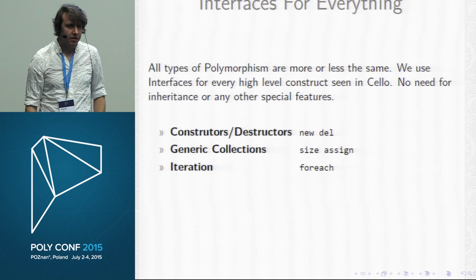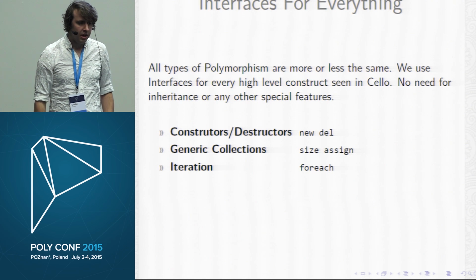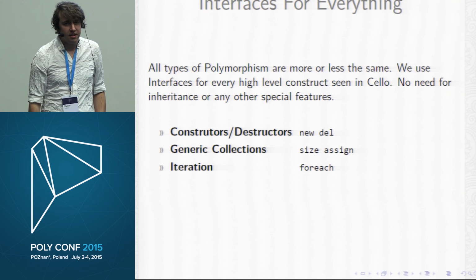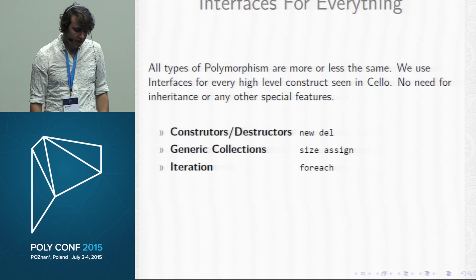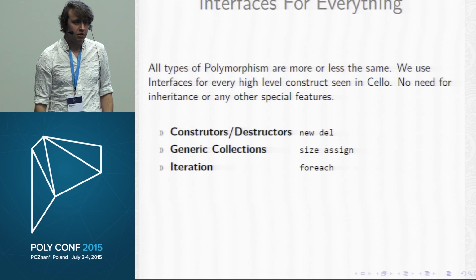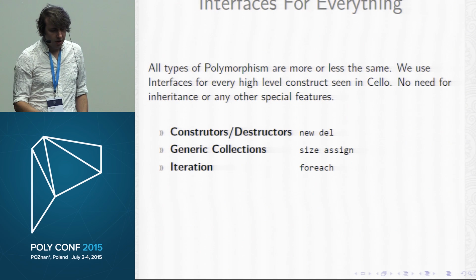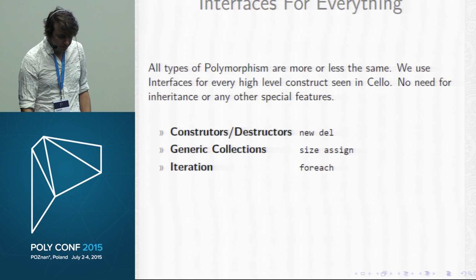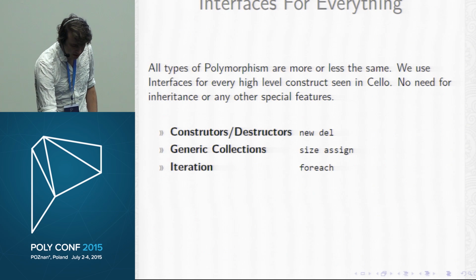We can also do iteration. This for each is just a macro in Cello, but basically it just calls two functions. One function is called iter_init, and it just returns the first item in some collection. And then there's iter_next, which just returns the next item in a collection. Again, these can work on any object which can be iterated upon. So for iteration, again, we don't need anything special. We can just use these type classes.